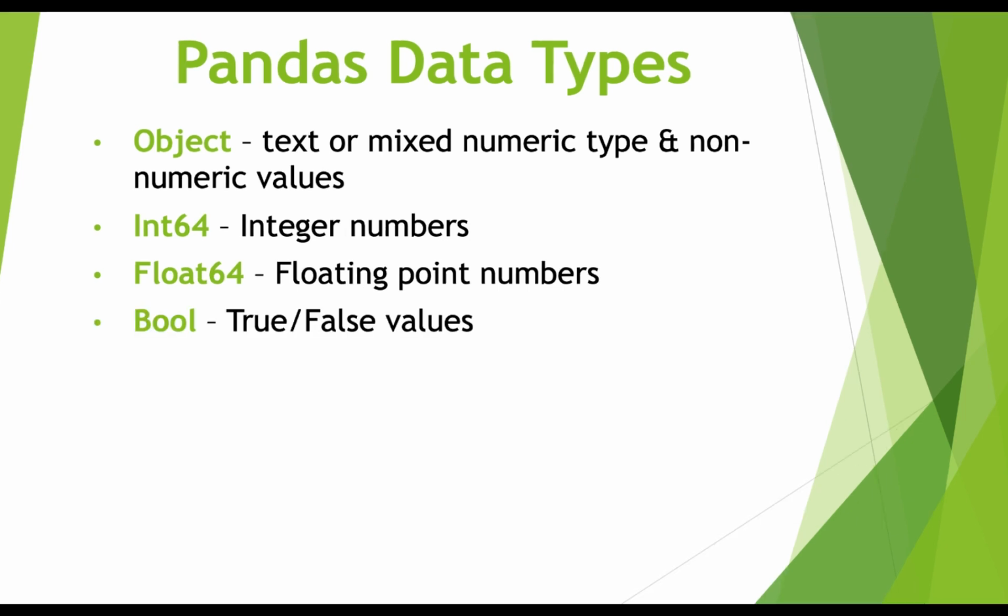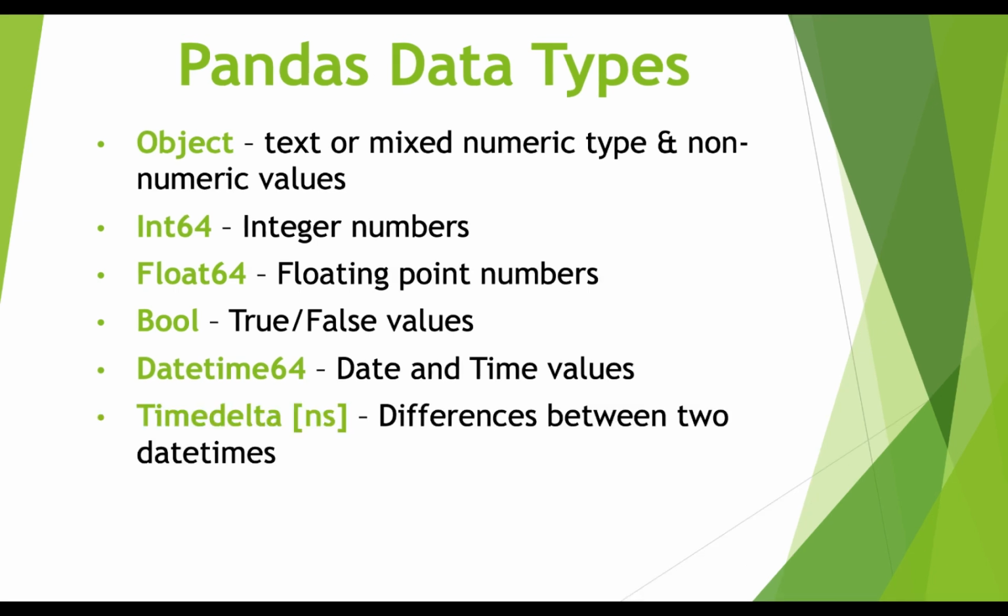Number 4 is bool. A Pandas data frame column of bool data type is going to contain true false values. Number 5 is datetime64. A Pandas data frame column of this data type is going to hold date and time values. Again, very much self-explanatory. And then we have timedelta. So a column of this data type is going to hold differences between two datetimes. And finally, we have category. A column of category data type is going to hold finite list of text values.